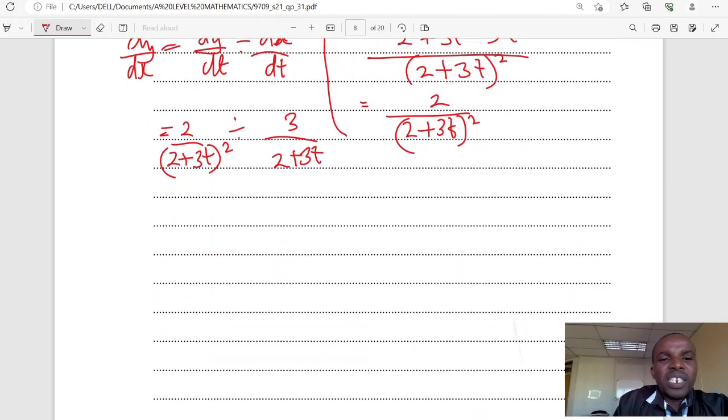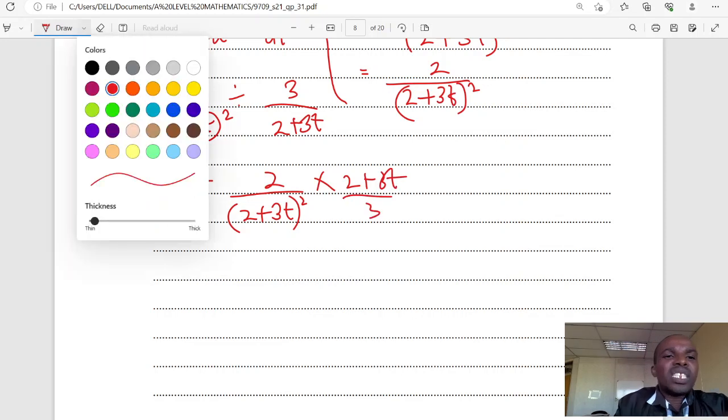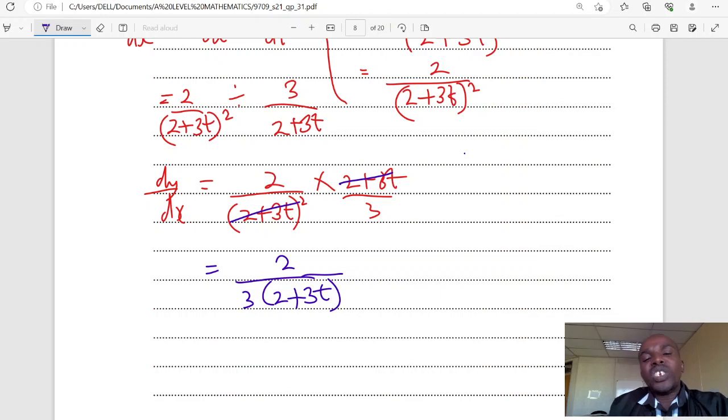Then let's simplify this part to get my dy dx. It will be 2 over 2 plus 3t squared, times 2 plus 3t over 3. While simplifying, one of the 2 plus 3t will cancel with the other. So we'll be left with 2 over 3 times 2 plus 3t. So this will be the solution for dy dx. Right, I found my dy dx.